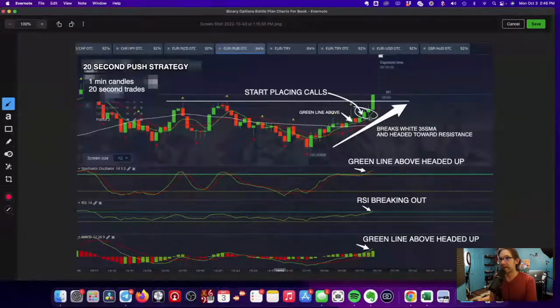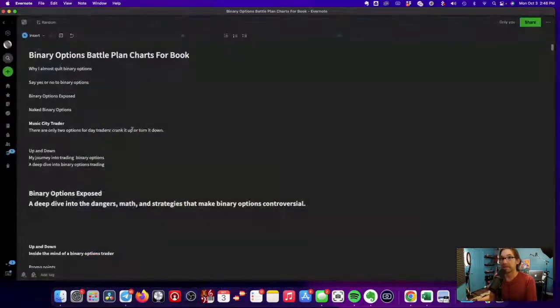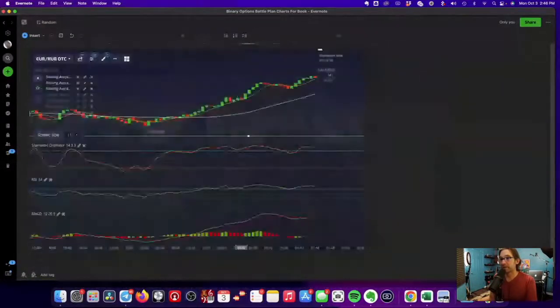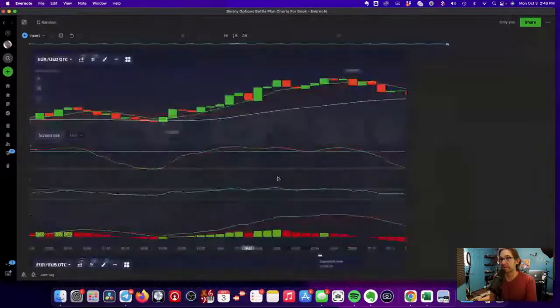And it's a push method with like a 5 or 6 deep martingale. So basically what you're looking for is the wide openness of the moving averages and everything moving in a direction. You're looking for some serious trend direction, but not long-term trend direction, because you're taking 20-second trades.